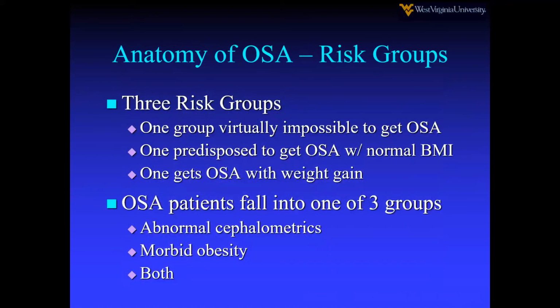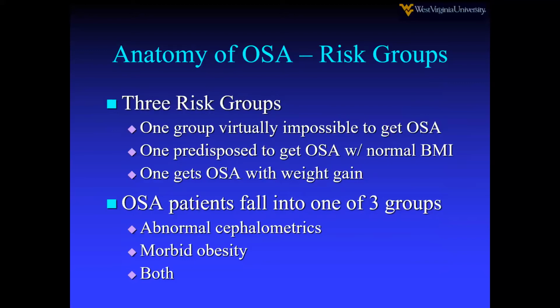Now, as far as risk groups for obstructive sleep apnea, there's one group where it's virtually impossible to get obstructive sleep apnea. We talked about that 60% of obese patients who just don't get it. And then one is predisposed to get obstructive sleep apnea even with a normal BMI. And these folks may have the facial skeleton, as we see just below. It says abnormal cephalometrics. And then one gets obstructive sleep apnea with weight gain.